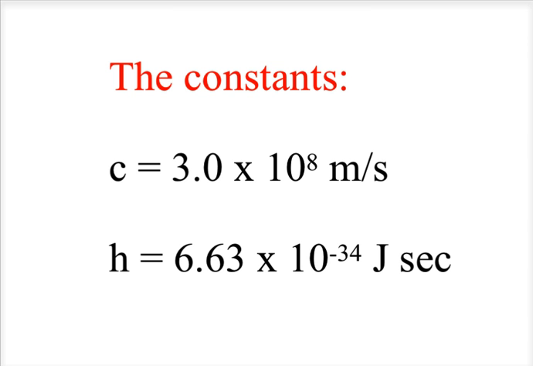Speed of light, c, is 3.0 times 10 to the 8th meters per second, whereas Planck's constant, h, is 6.63 times 10 to the minus 34 joule seconds. Now, one thing that's important to review is how you use your calculator. Remember, we use the E button on the calculator for scientific notation. If you've forgotten how to do that, you might need to go back to the first month of the year and review your notes on that. I'm not going to take the time to do that right now.